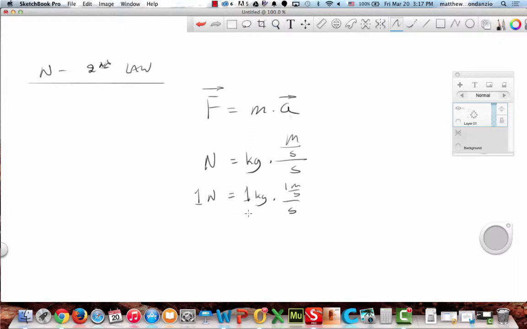Can I have negative mass? No. Not in practical physics. We're not going to do theoretical physics, that's what college is for. So we really can't have a negative mass.